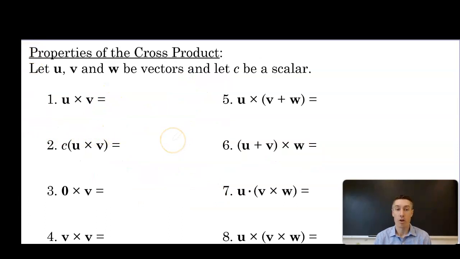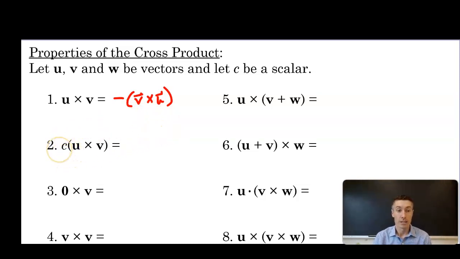Okay, properties of the cross product. So let u, v, and w be vectors, and c be a scalar. The first thing we spoke about in the previous 2 slides is that the order of the cross product matters. So u cross v is not equal to v cross u. It is equal to the negation of v cross u. If we switch the order of our cross product, we wind up with a negation of our cross product vector. For instance, if u cross v is 1, 1, 1, then v cross u would be negative 1, negative 1, negative 1.